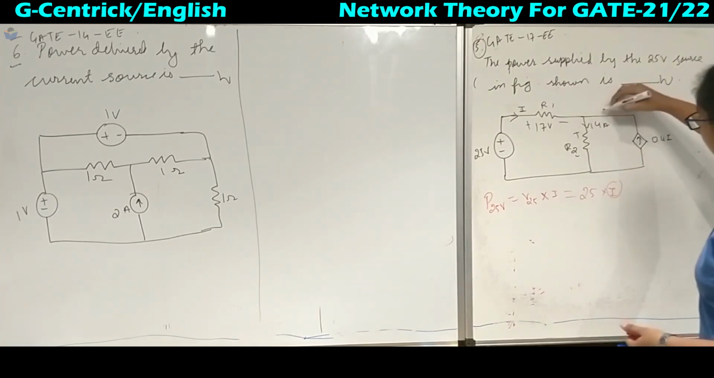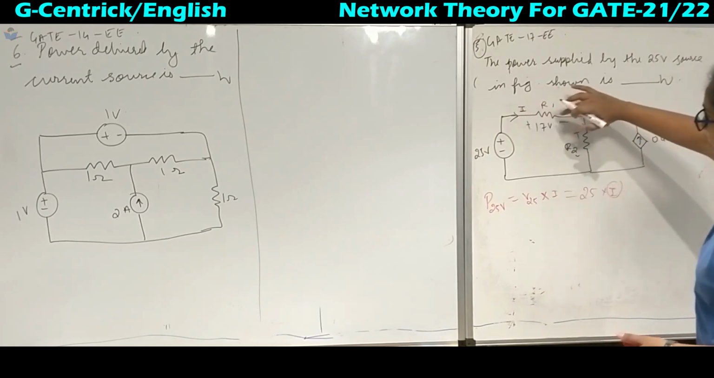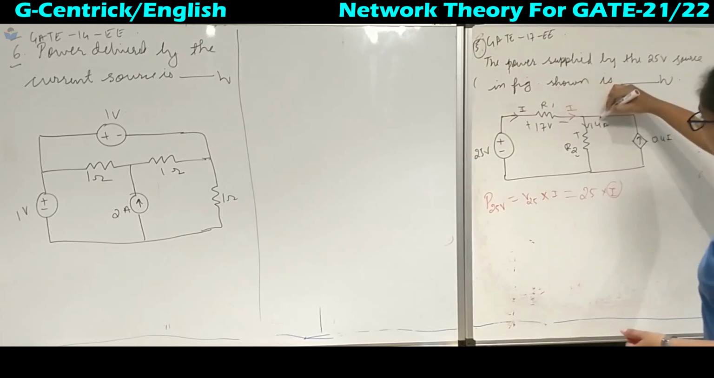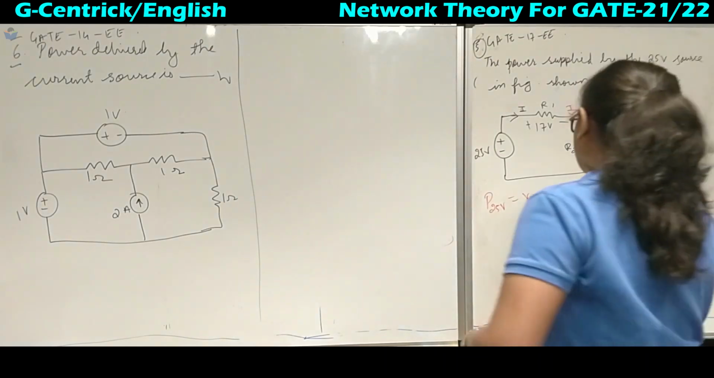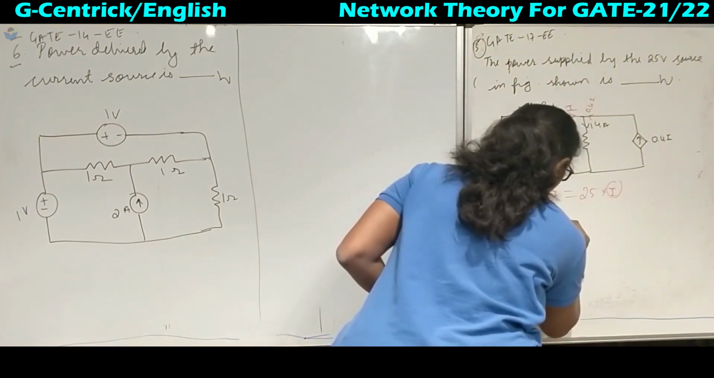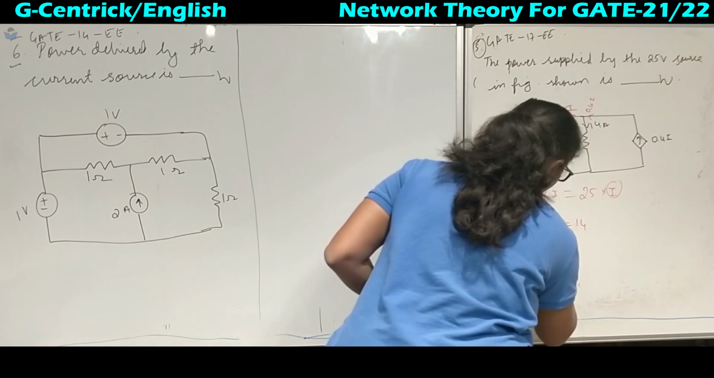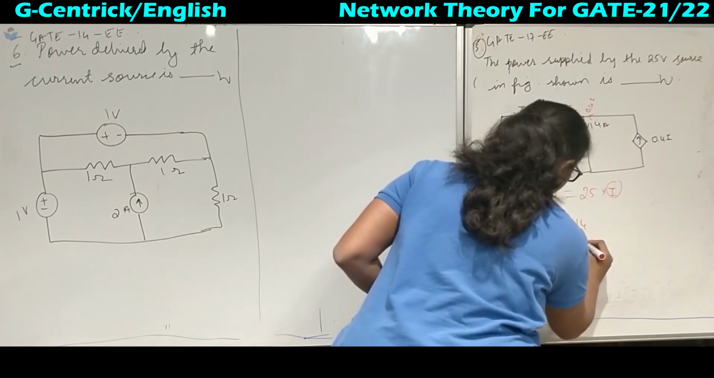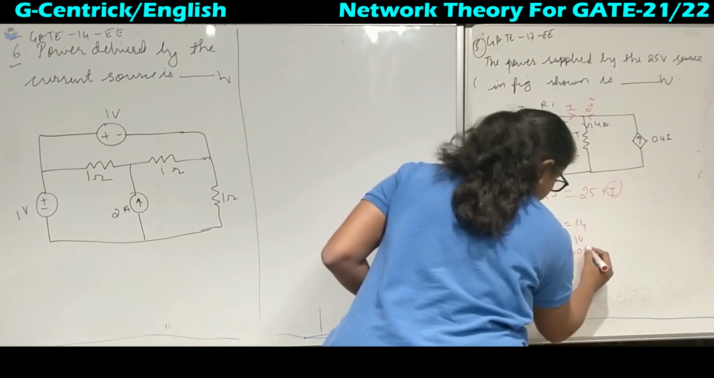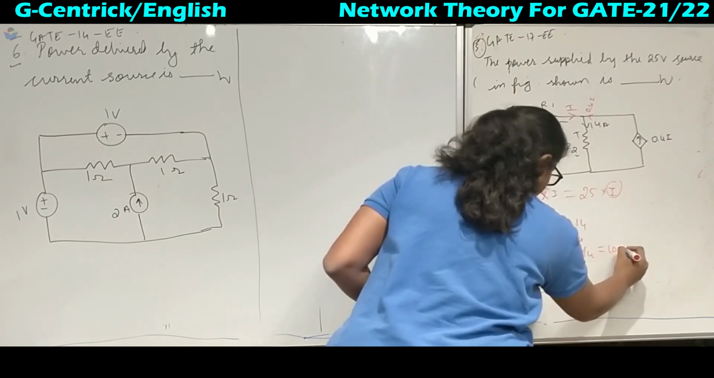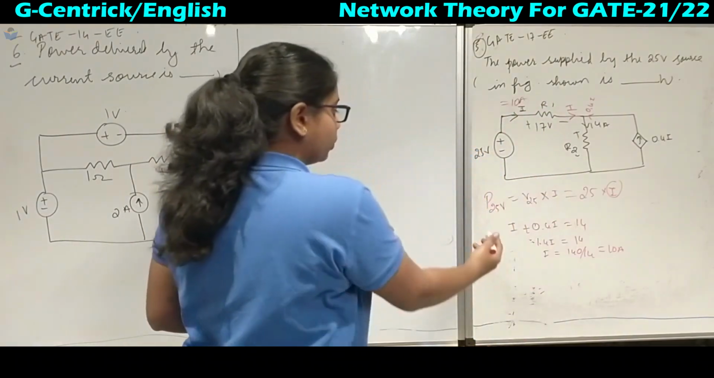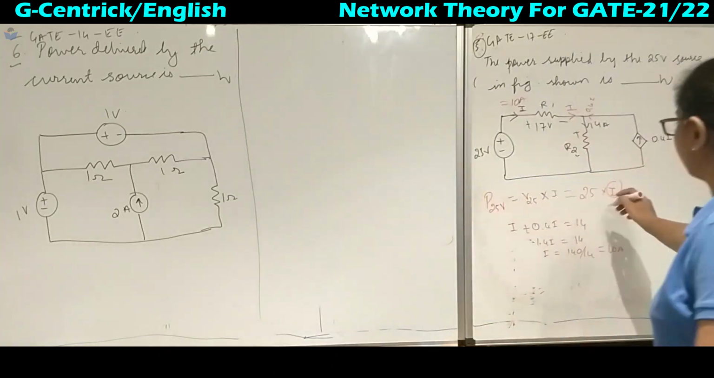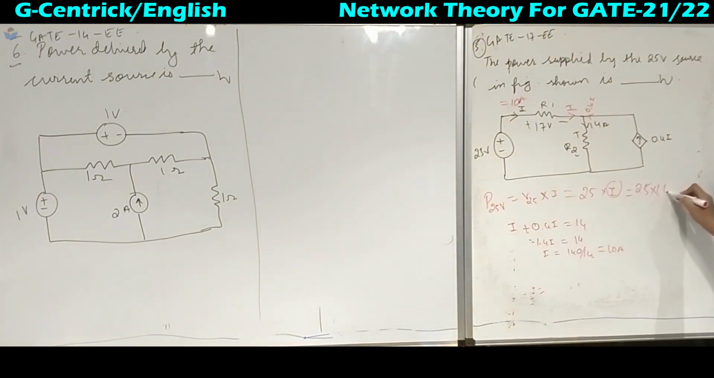Now see here, this is also a current source, here also we have current, and incoming here is also current I. Okay, so this is leaving and this is entering 0.4 I. So now I plus 0.4 I is equal to 14. So this is 1.4 I equal to 14. Then I is equal to 140 upon 14, which is equal to 10 ampere. So 10 ampere of current is flowing in this circuit. Okay, so we know the current now. Put in this formula 25 into 10, which comes out to be 250 watts.